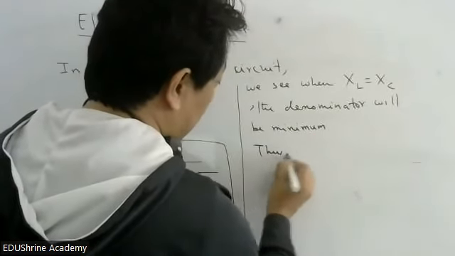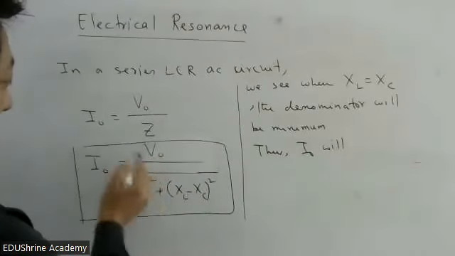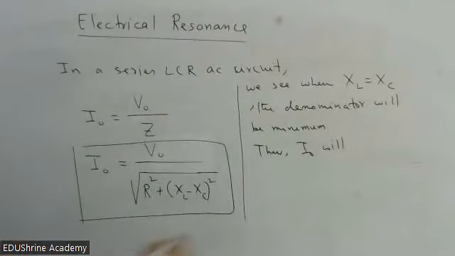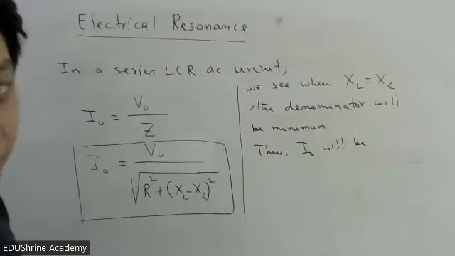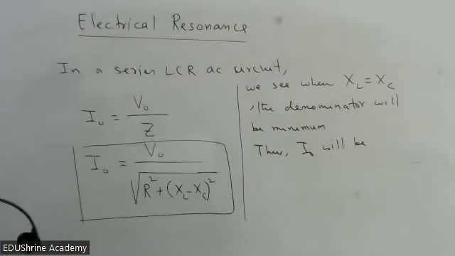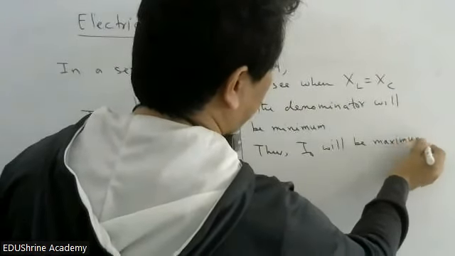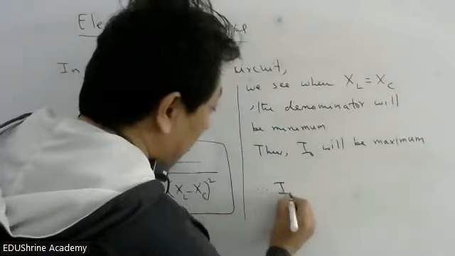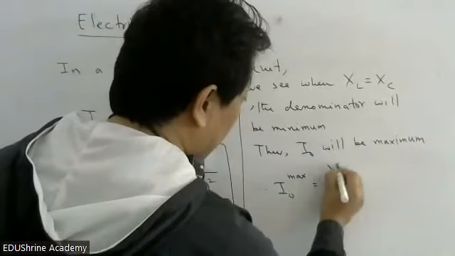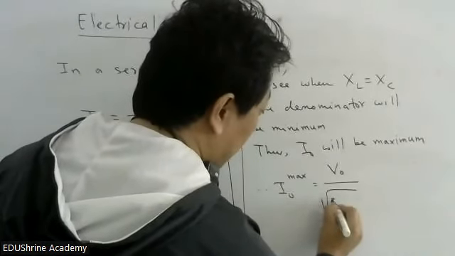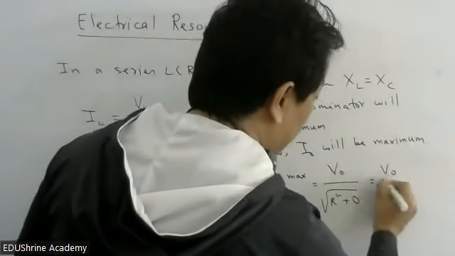Thus, I naught will be what? If the denominator is minimum for a given voltage, what will be I naught? V naught by R. No, I'm asking, will it be less, minimum or maximum? Maximum. And that max value, if I want to calculate, I will write like this: I naught equals V naught divided by root over R square plus 0, and that will be equal to V naught by R.